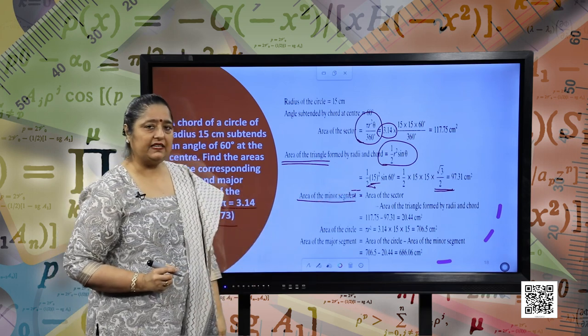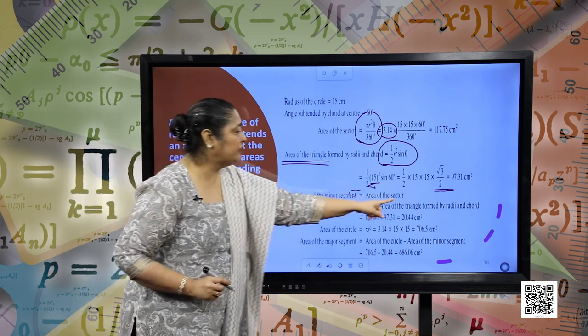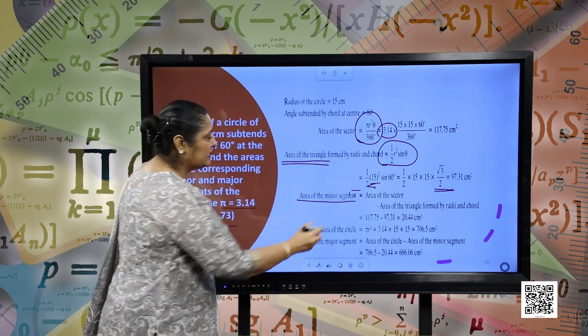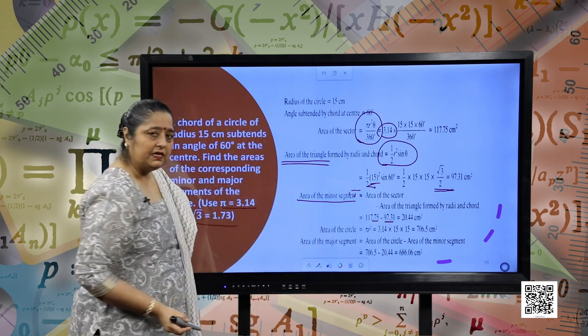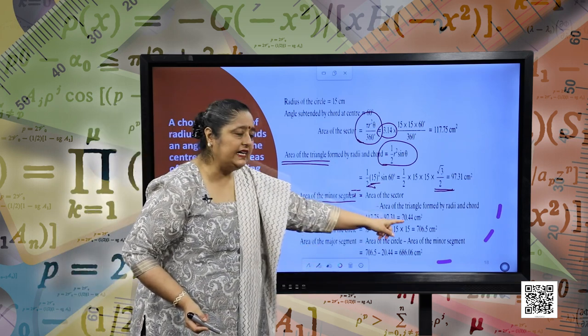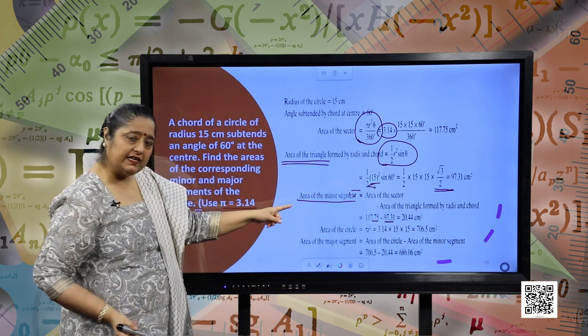Now, we have to find the area of the minor segment. What is the area of the minor segment? Area of the sector minus the area of the triangle formed. So, this is the area of the sector and this is the area of the triangle. Subtracting both, we have 20.44 centimeter square as the area of the minor segment.